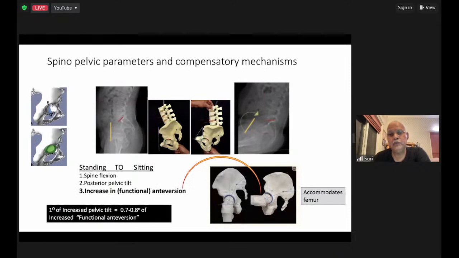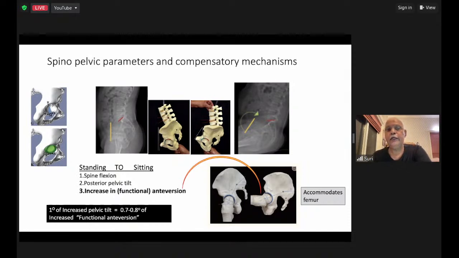So this is a pointer. This is entirely a subject by itself, the spinopelvic parameters and the compensatory mechanism. Suffice it to understand that from standing to the sitting position, which is the commonest uniaxial movement besides the rotations, the spine starts flexing. That leads to posterior pelvic tilt that will increase the anteversion. What is the role of this anteversion? Why should it increase? Because that then accommodates the thigh. And in the sitting position, if there is an anterior impingement between the thigh and the abdomen in an obese patient, that can again be a source of dislocation. And for the mathematics, a 1 degree increase in pelvic tilt will give 0.7 to 0.8 of increased functional anteversion.